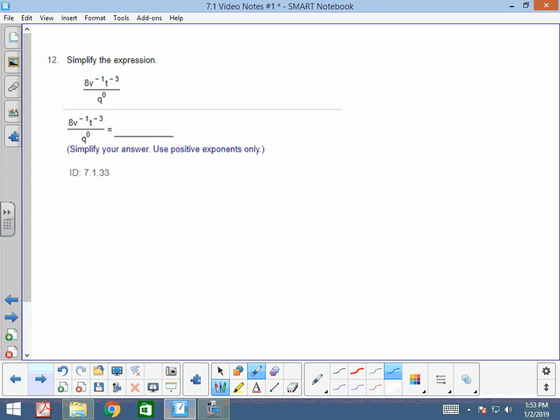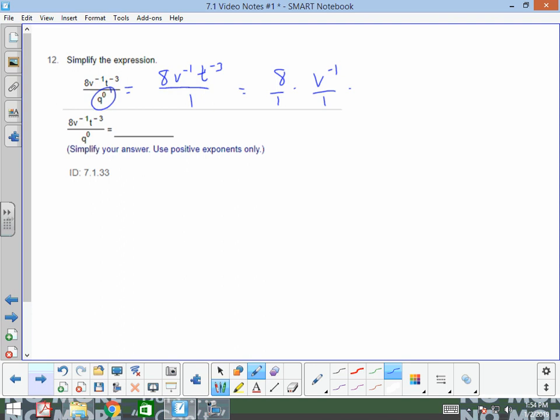All right, number 11. So on this one, first of all, the q to the 0 power becomes 1. So I have a 1 on the bottom. This q to the 0 power becomes 1. So now I have 8 over 1 times v to the -1 over 1 times t to the -3 over 1. These are the ones that are going to switch places with the 1s. The 8 is not going to move. It does not have a negative exponent.